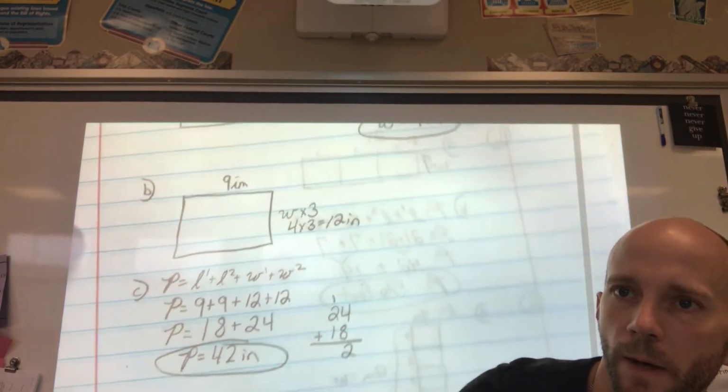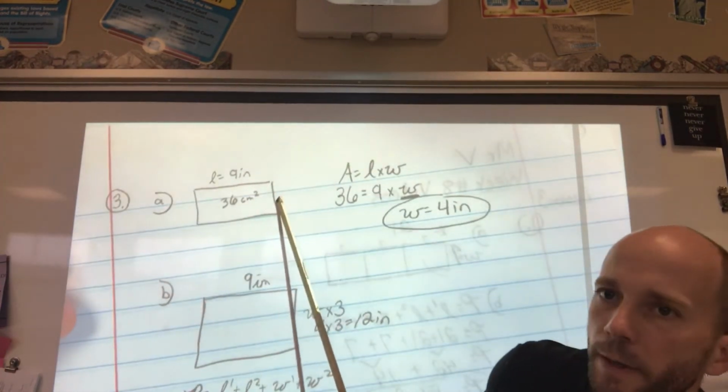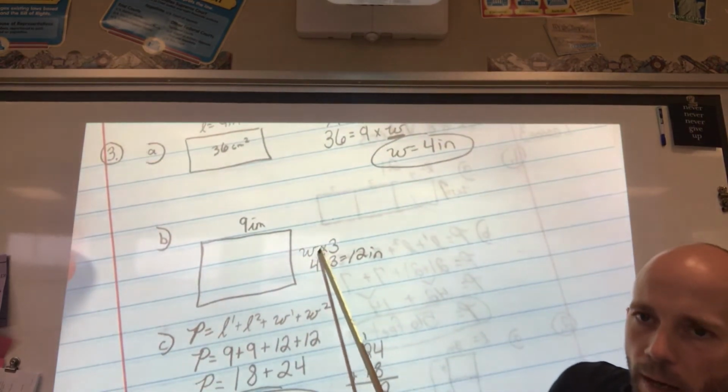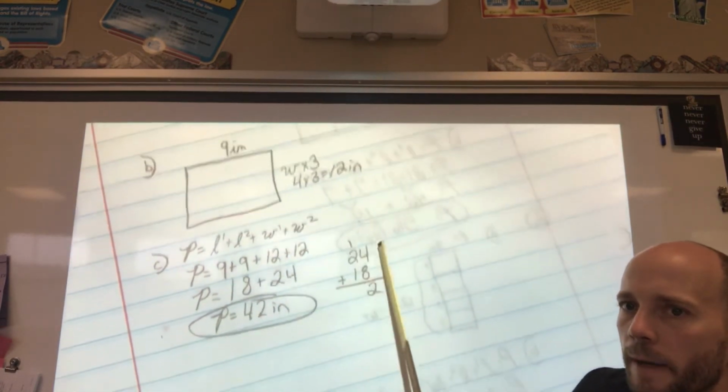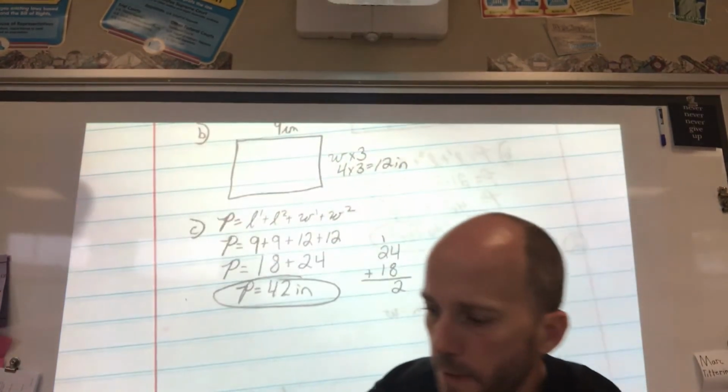Okay, so if you zoom out here and you see what we got, we had to do our first. We had to find our unknown. And then they asked us to do one that's 4 times the width. And then they had to find the perimeter for that one. Okay? All right, very last one.